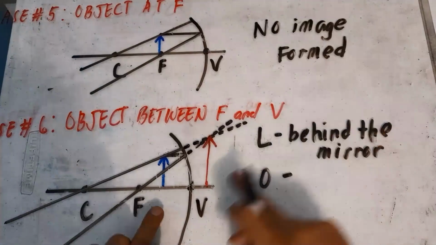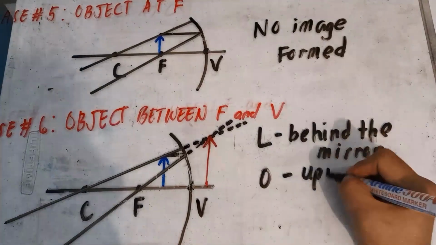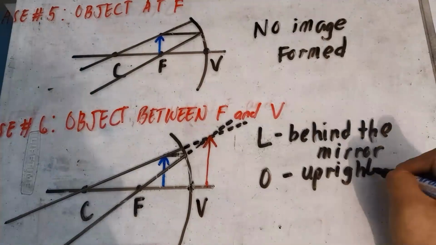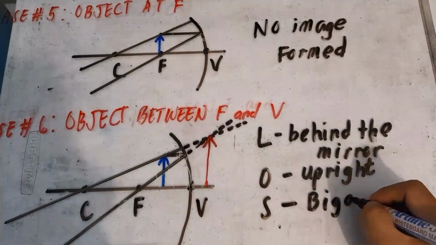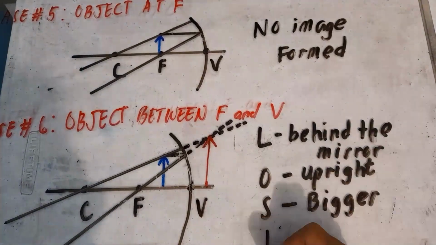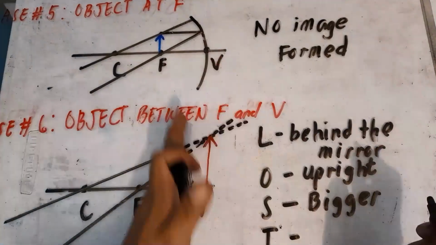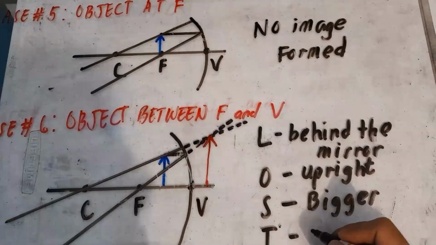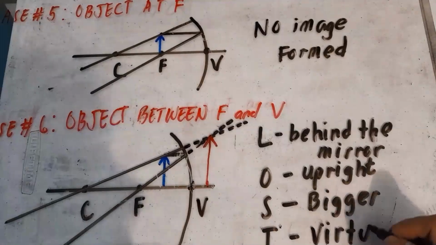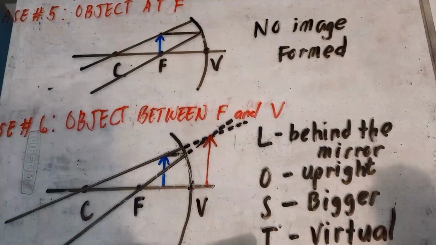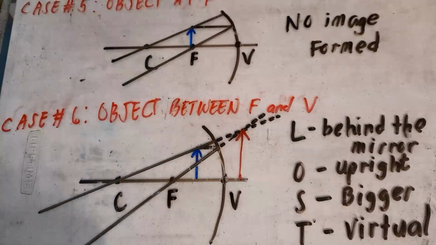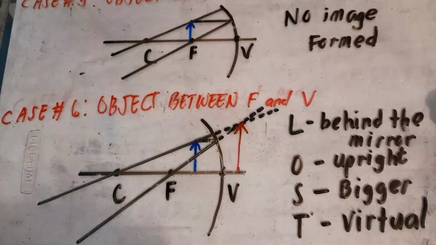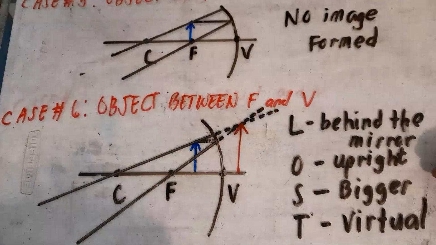Orientation, so upright. Size, definitely it is bigger or larger. And type, since it formed behind the mirror, it is a virtual image. Okay, let us summarize once again. So for case number 6, object between focus and vertex, the image is behind the mirror. It is upright, it is bigger, and virtual.